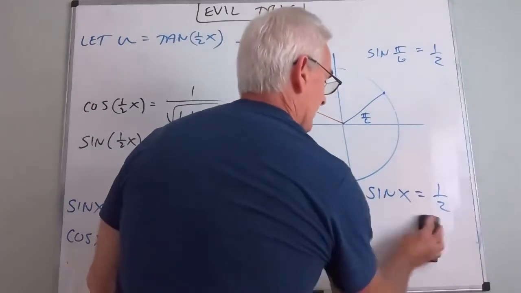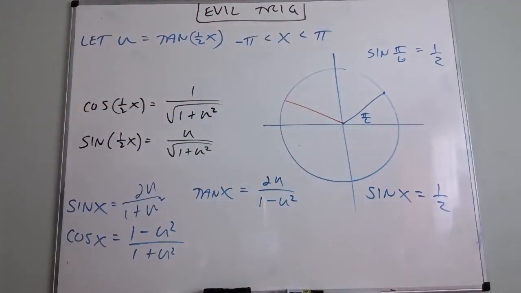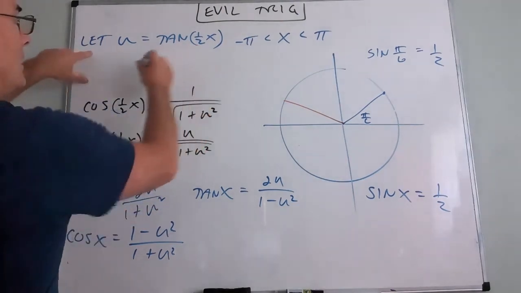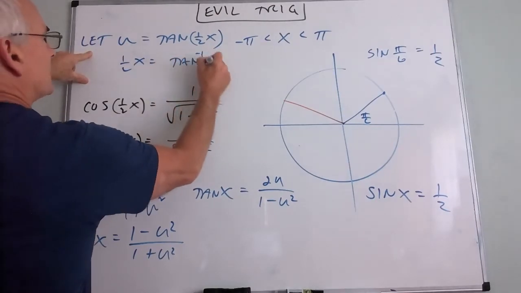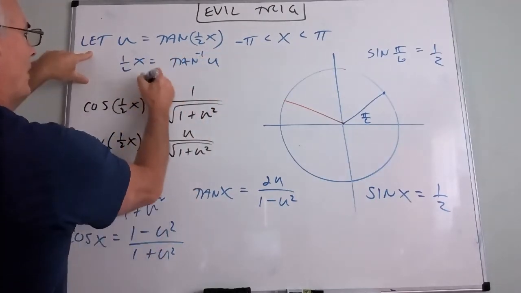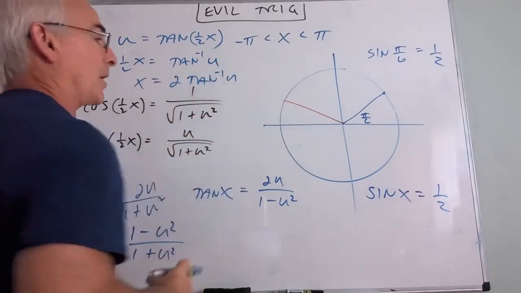You know, inverse. Don't create ambiguity. So that's what the inverse is in that case. So I want the inverse tan. So 1/2 x is the inverse tan of u. Therefore, x is 2 times the inverse tan of u. Oh, that makes it simple. I'll give you another example.